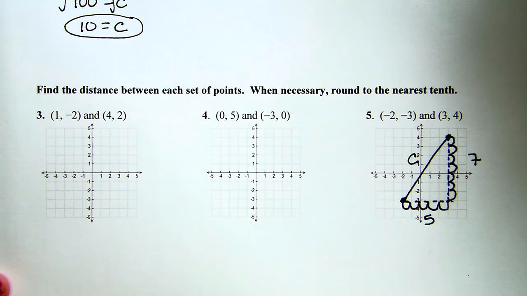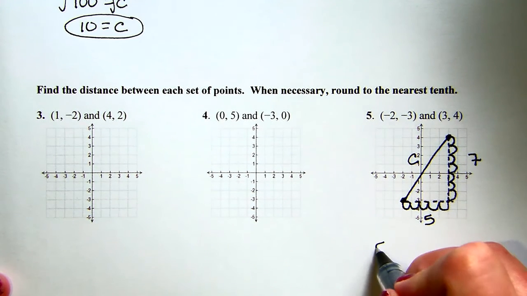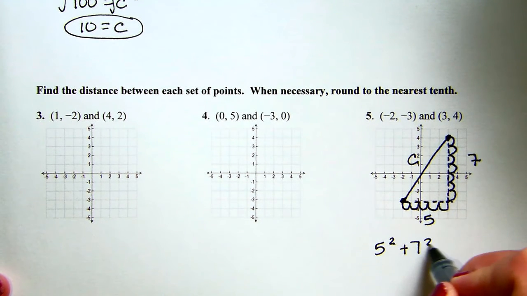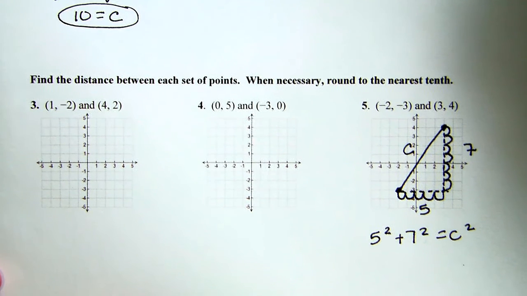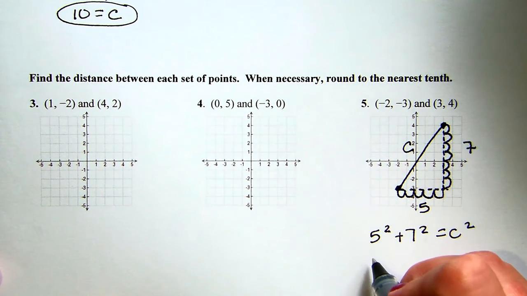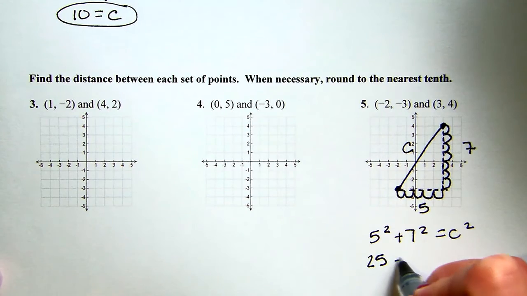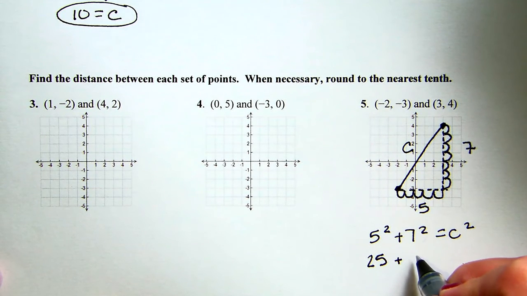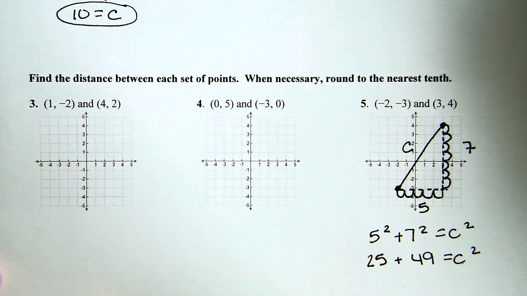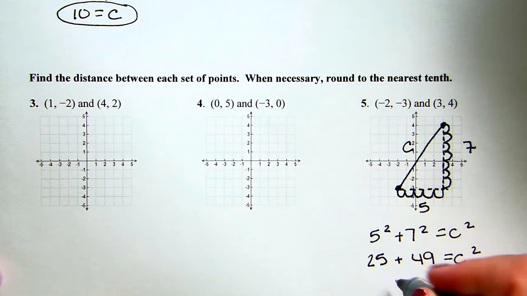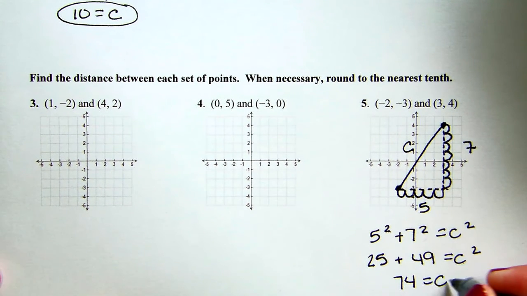So, let's set this up. We are going to go 5 squared plus 7 squared equals C squared. If you want to put 7 squared plus 5 squared equals C squared, that's fine too. Next, 5 squared is 25. 7 squared is 7 times 7, so 49. Next, we're going to add these two numbers together, and that's going to give us 74. 74 equals C squared.